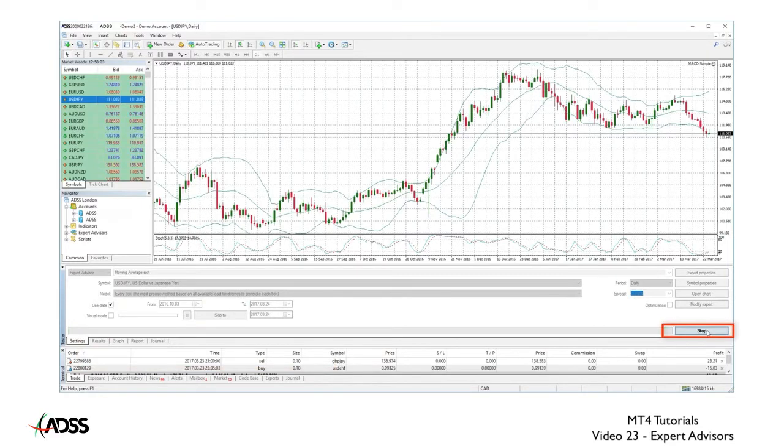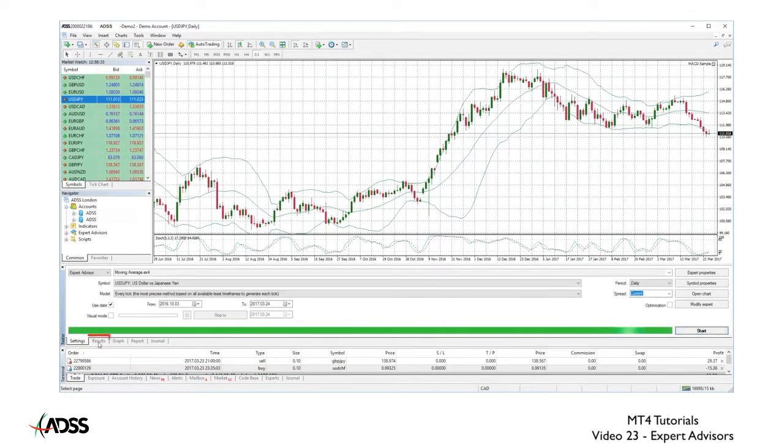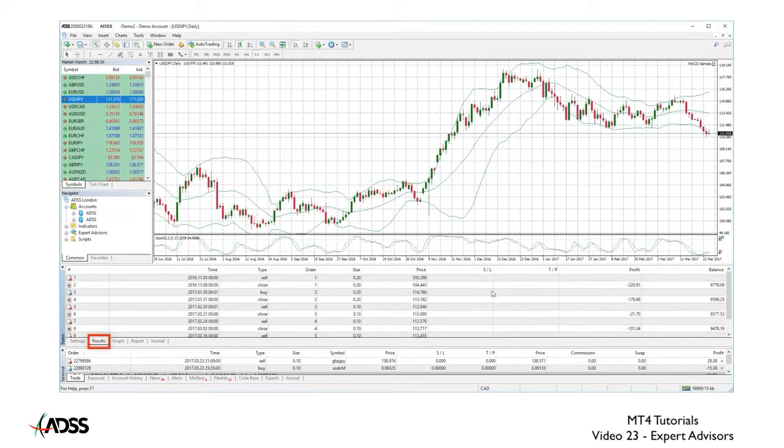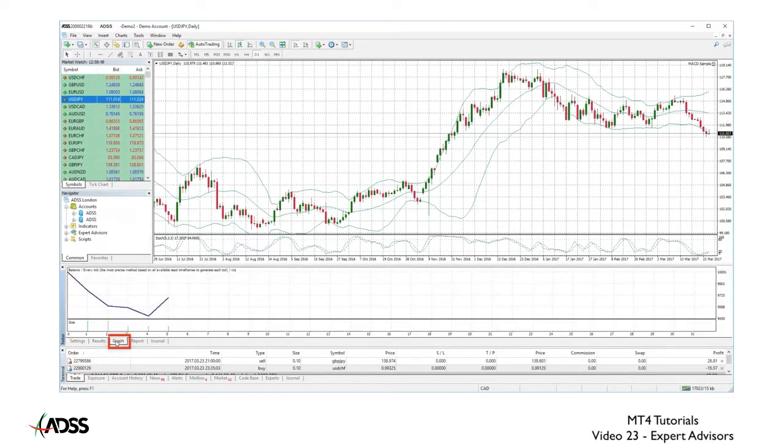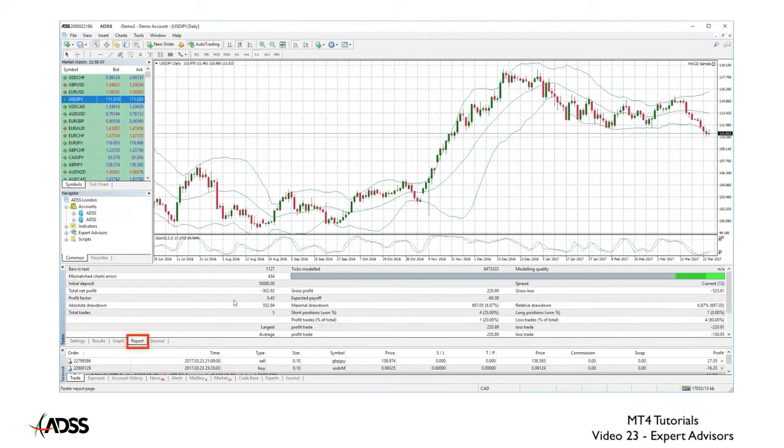Once the backtest has been completed, you may click the tab Results, which displays a chronological order of the positions. Graph, which shows a graph of the EA success. And Report, which is just that, a profit-loss statement of the EA.